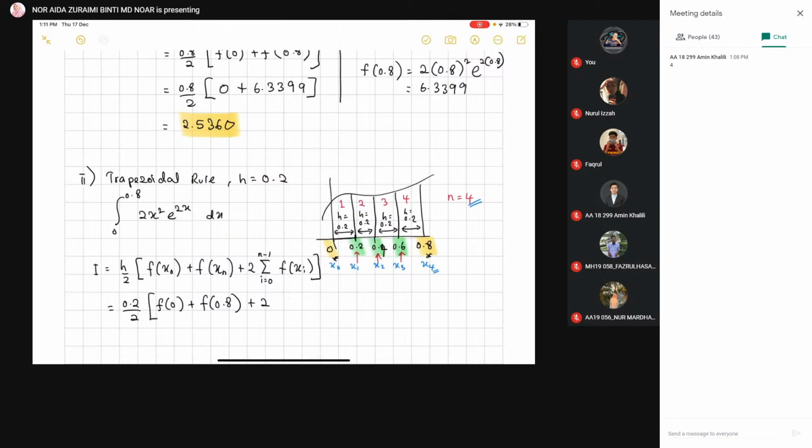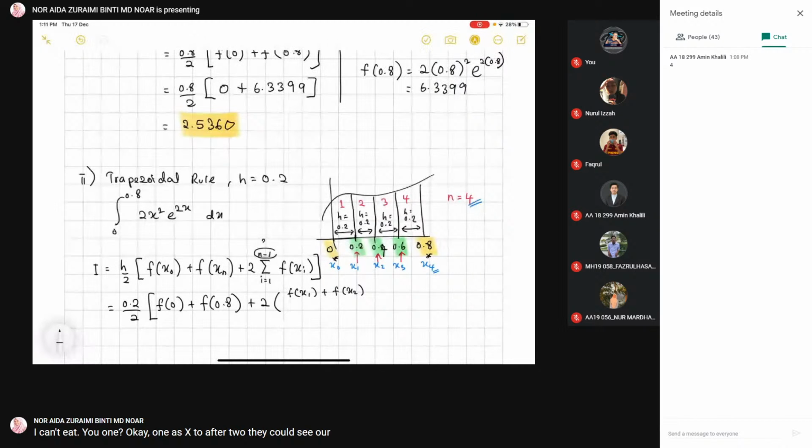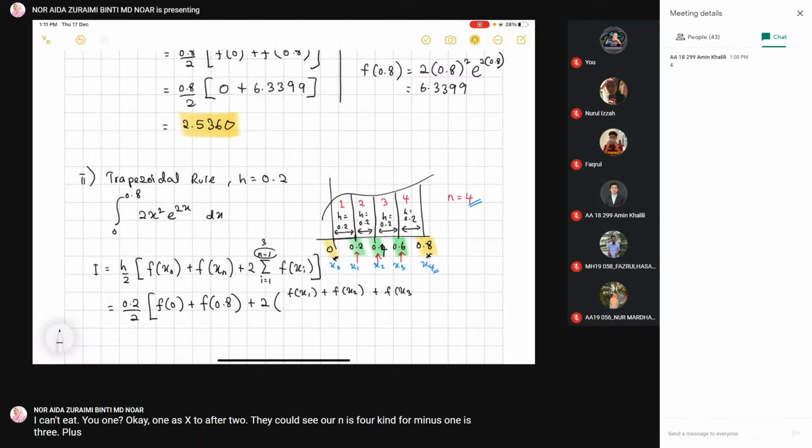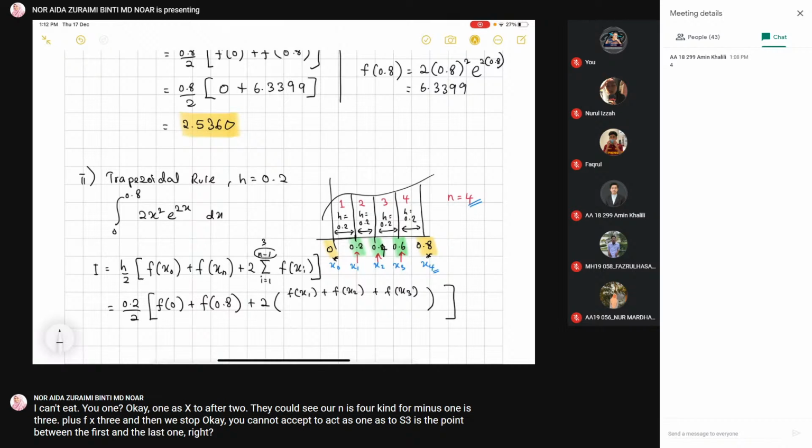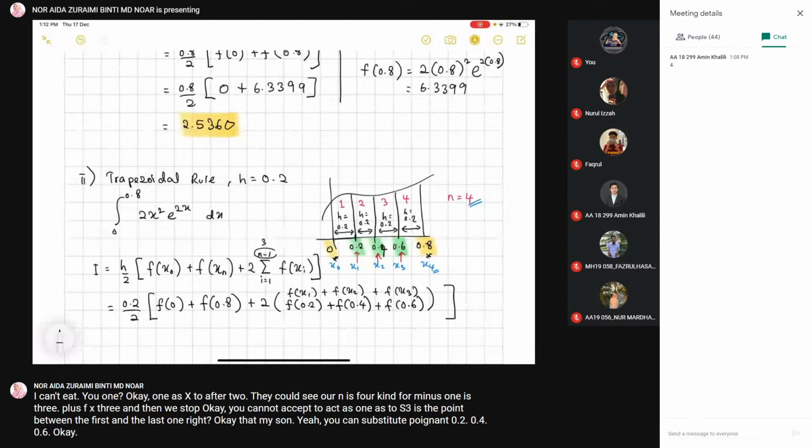Plus 2 times the summation. We have the summation here, starting with i equal to 1, not i equal to 0, that was my mistake. I replace it with this one. Start with 1. That means here f(x1), after 1, f(x2). After 2 here, our n is 4, right? 4 minus 1 is 3. Plus f(x3). And then we stop. So x1, x2, x3 are the points between the first and the last one. Right? That means you have to substitute the next points 0.2, 0.4, 0.6. Can you understand?